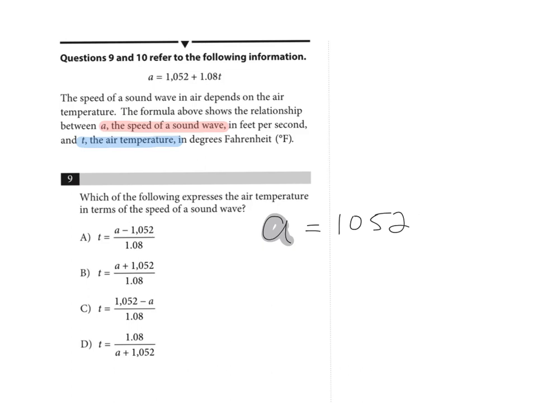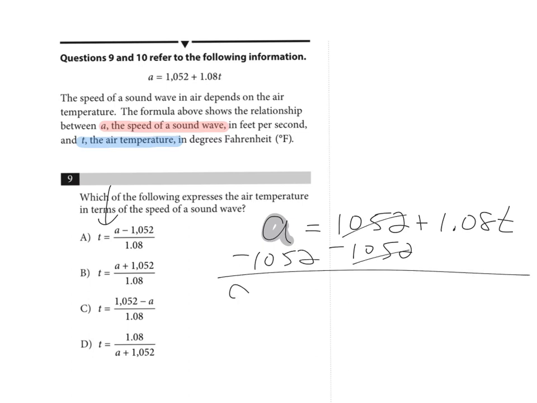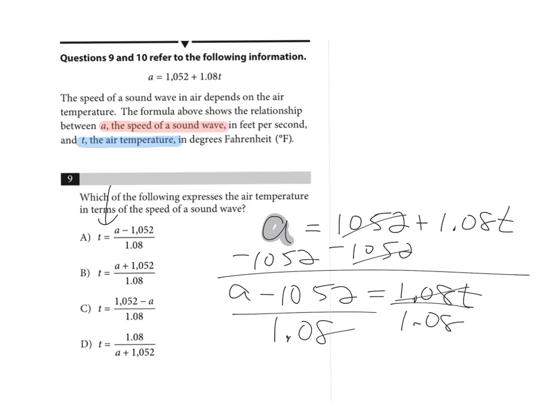sound wave by itself, and here they're asking you, if you look at all the answer choices, to take the same equation and get letter T isolated. So here we're going to subtract 1052 on both sides. So we have A minus 1052 equals 1.08, 1 and 800ths T. And here to solve for letter T, we're going to divide both sides by 1 and 800ths. So here letter T is equal to A minus 1052 over 1.08, or answer choice letter A.